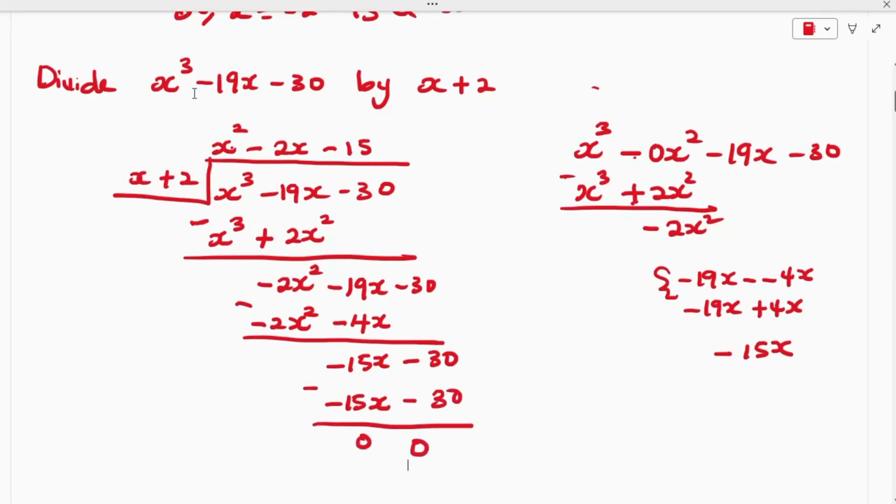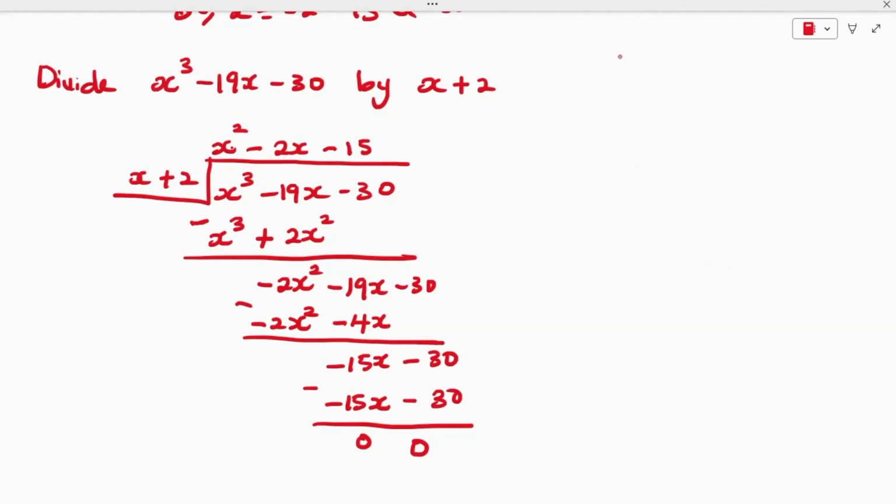So from here, we have been able to find the quotient, alright? So we have the quotient to be x squared minus 2x minus what? 15. So let's simply solve this quadratic equation by factorizing.